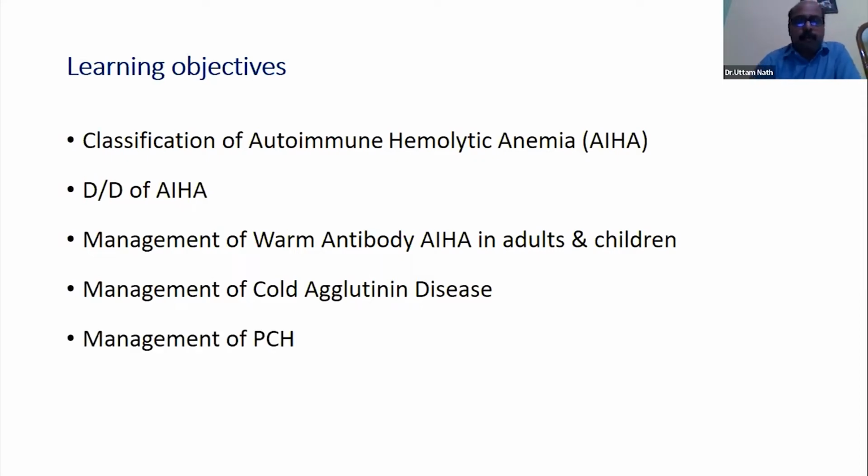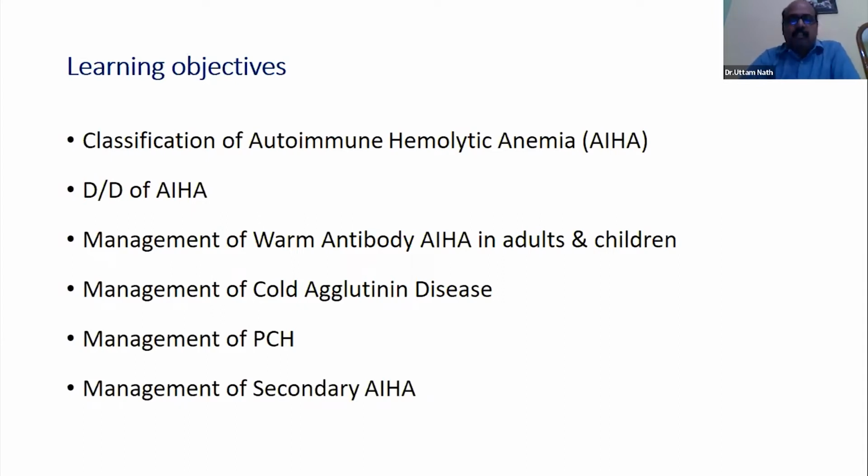Brief discussion on paroxysmal cold hemoglobinuria, which again is mediated by cold reactive autoantibodies, and a very brief discussion on secondary AIHA, that is autoimmune hemolytic anemia which is associated with different drugs, infections, autoimmune disorders, malignancies, etc.